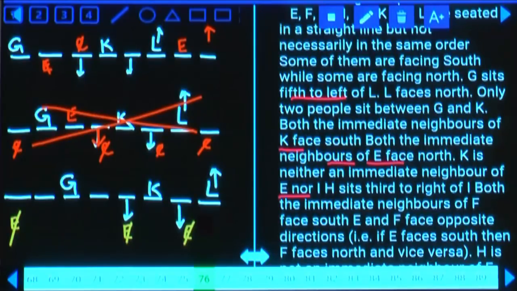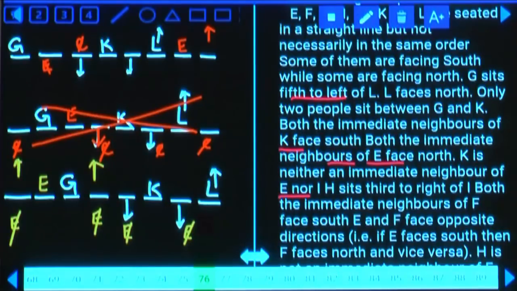Then what is the only possibility we have? And E cannot be here as well, because one of the immediate neighbors of E is facing south. Hence E must be here. If E is here, hence these 2 persons are facing towards north. Done with this? And G.